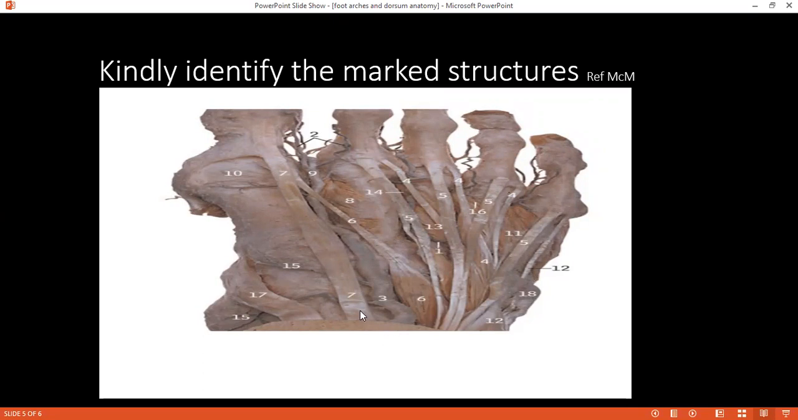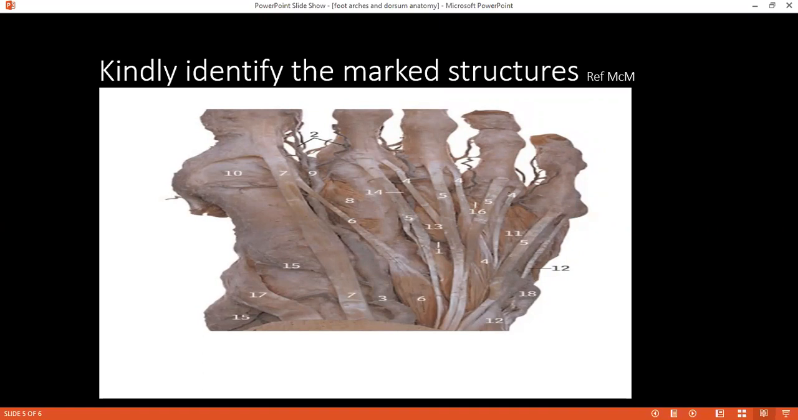Sorry, ma'am. Extensor hallucis longus. Yes. Four, please. These are extensor digitorum brevis, yes. Right. 16, please. Wait, 16. Yes, here. Yes. It's a small extensor digitorum. Dorsal interossei. Right.